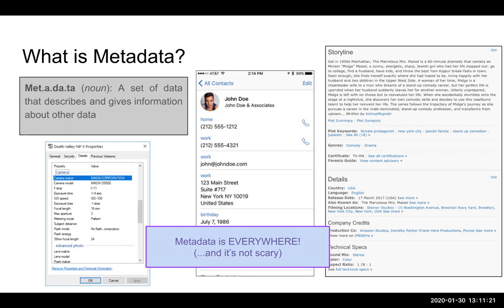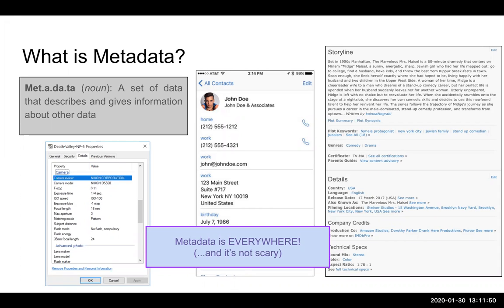And this is very similar for your phone contacts. The person might be the data, but that person has home and work phone numbers and emails, and a birthday and an address and things like that. And just a third example, the screenshot on the right is from IMDb, the Internet Movie Database. The movie has all sorts of metadata, such as plot keywords, genre, the country, the release date, filming locations, all of that stuff.